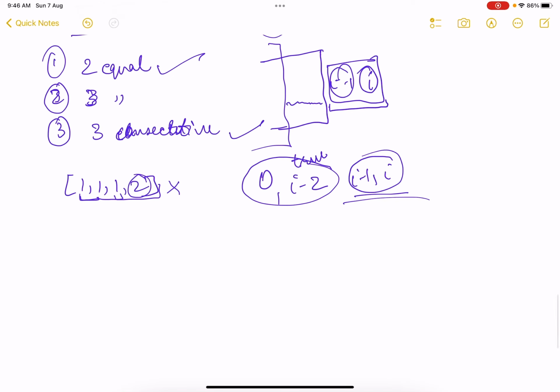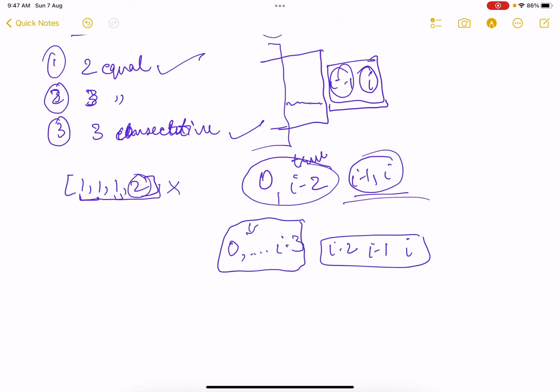What is the second condition? The second condition is if I am at the ith position, if the ith element is equal to the i minus 1th element and the i minus 2th element, that means these three elements are equal. So just think, if I was able to form a valid partition from 0 to i minus 3, that means if this was true, then obviously these three are forming a valid partition. Good, we are good to go. The complete array is forming a valid partition till the ith position.